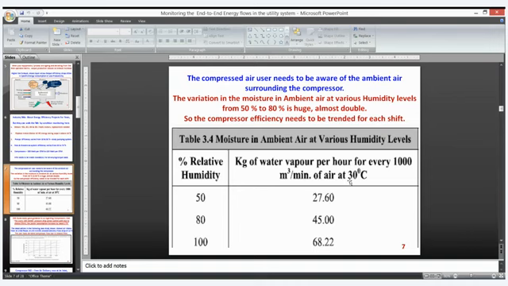Say at 50% it is around 27 cubic meters per minute, and at 80% it is around 45. It's almost double. So the input variable is larger, and the compressor has to deliver the output.